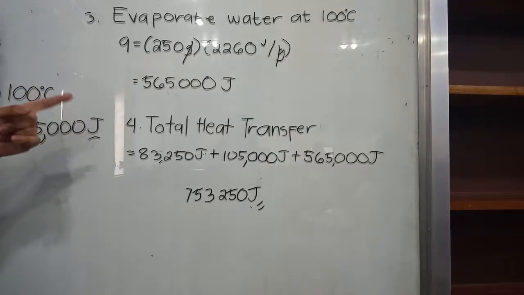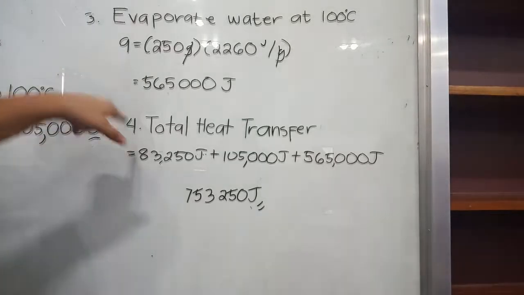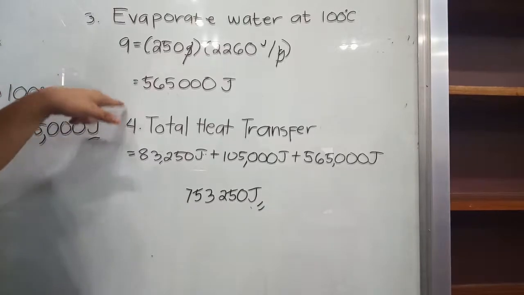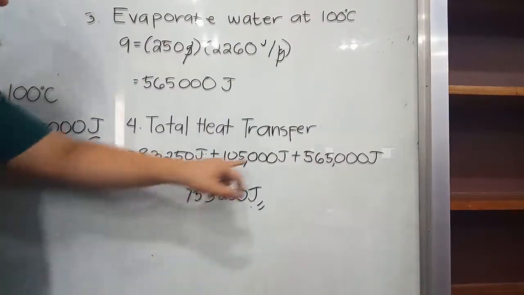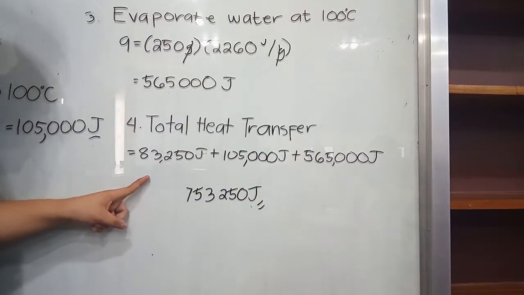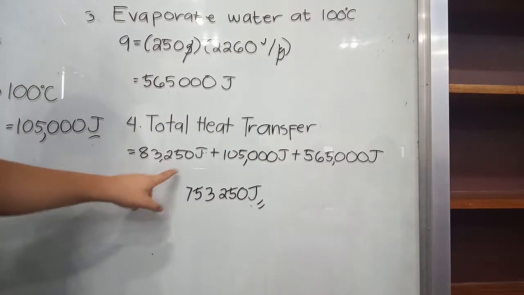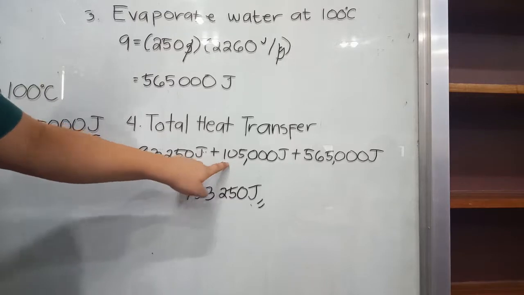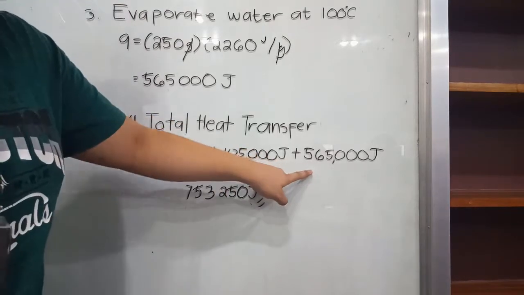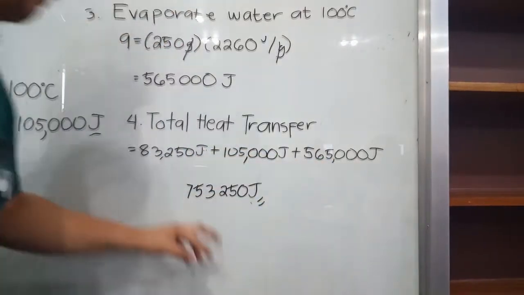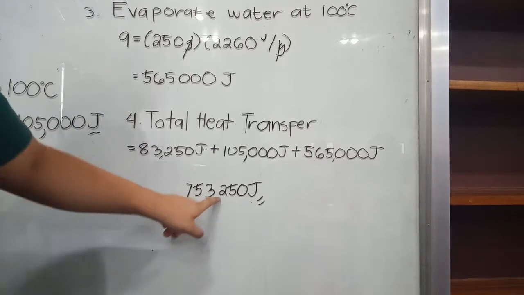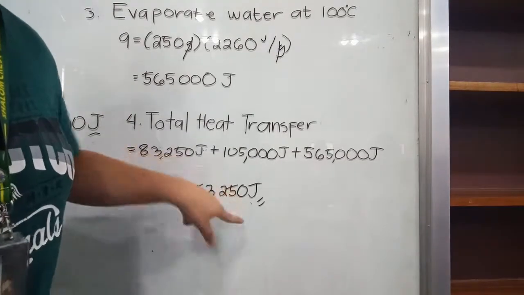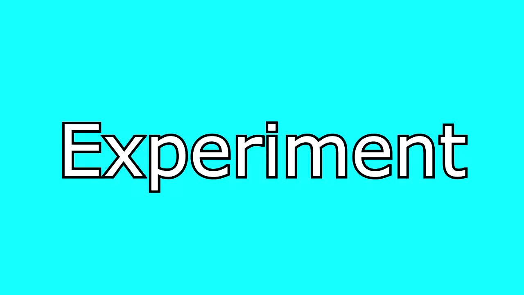And now for the total heat transfer. The sum of all the equations I've made is given here: equations 1, 2, and 3. 83,250 joules plus 105,000 joules plus 565,000 joules is equal to 753,250 joules.